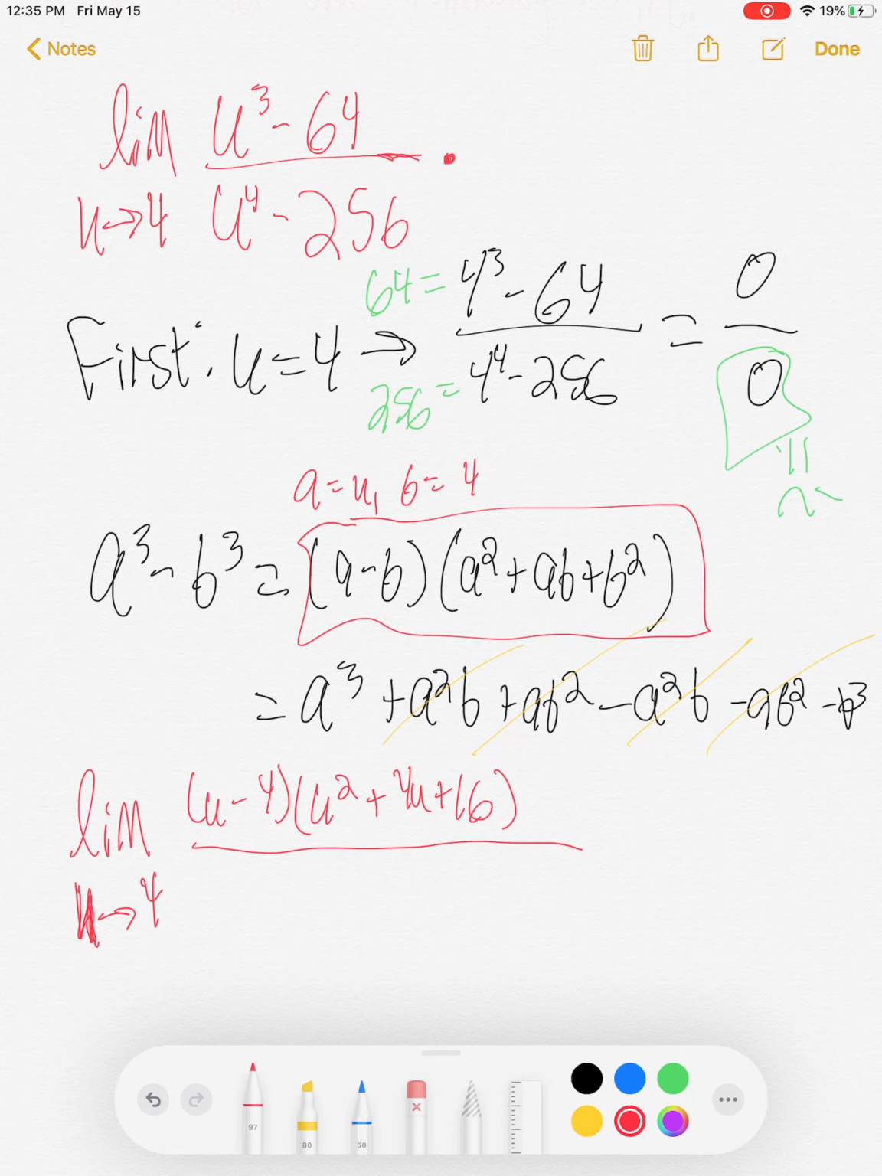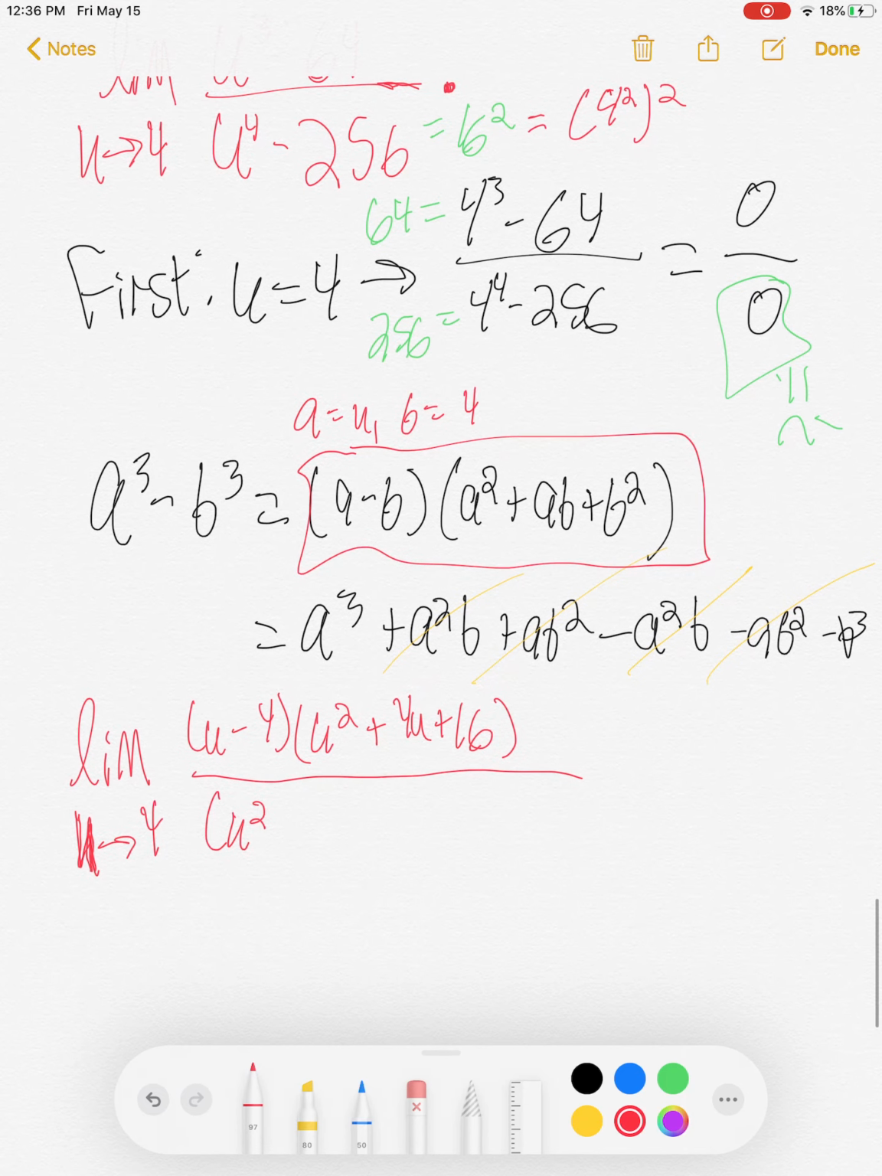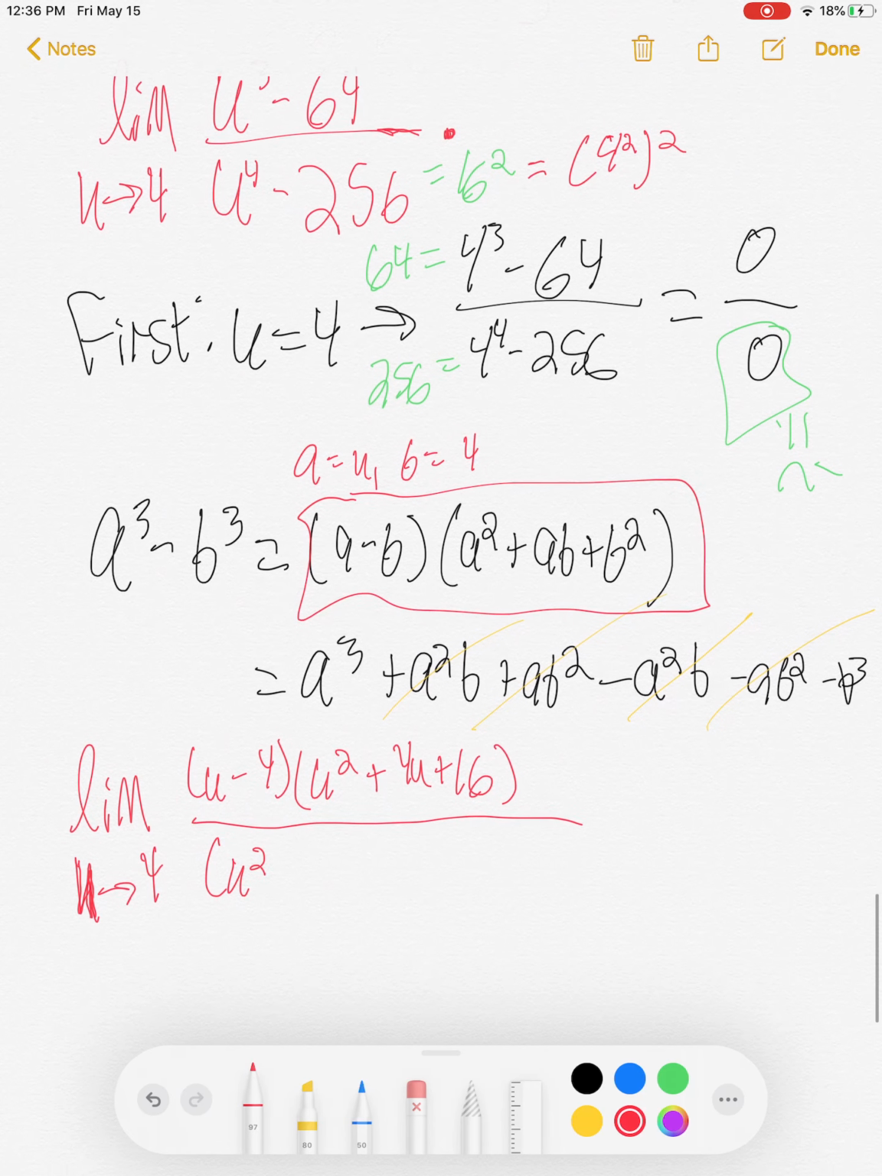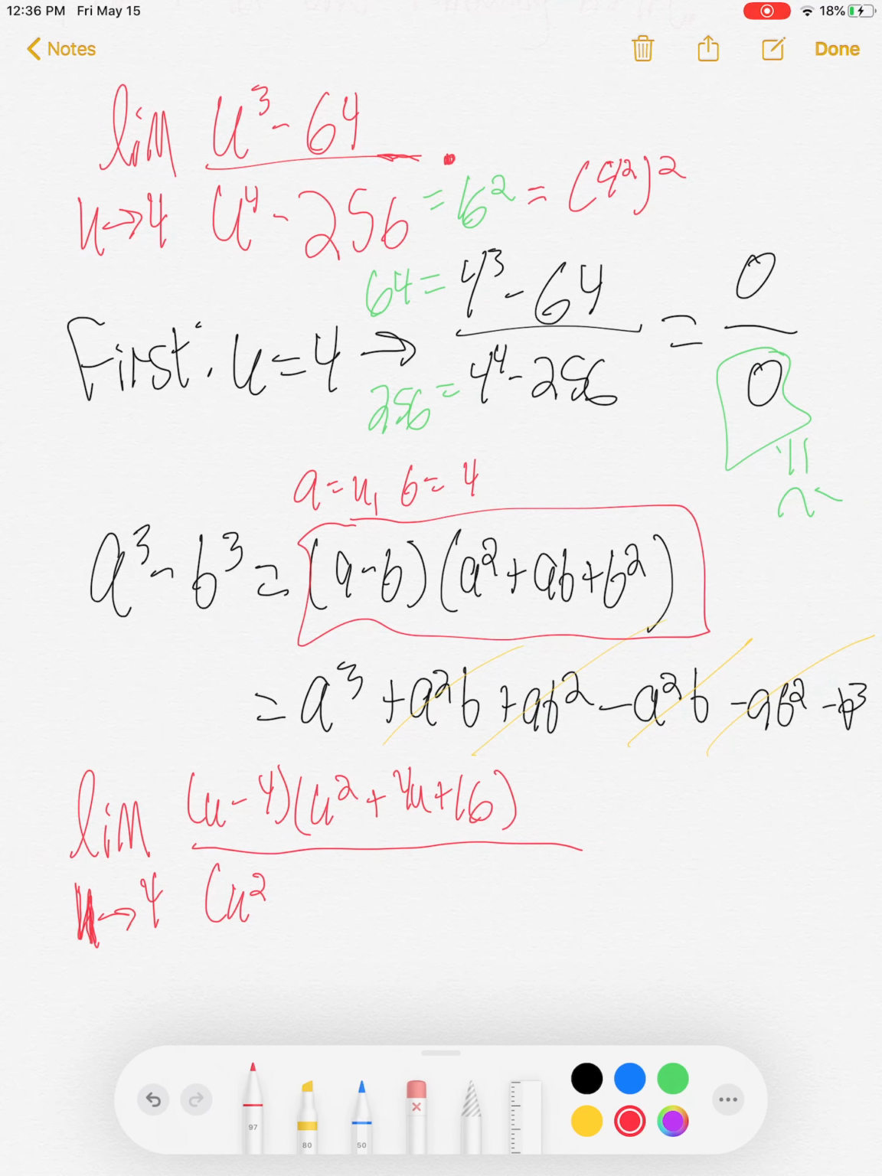Now my denominator is actually a difference of squares, right? Because u to the 4th is u squared squared, and 256, as it turns out, equals 16 squared. You can see this also because this is equal to 4 to the 4th, which is 4 squared squared. And so we should know for sure how to factor a difference of perfect squares. So I have u squared minus 16 and u squared plus 16.